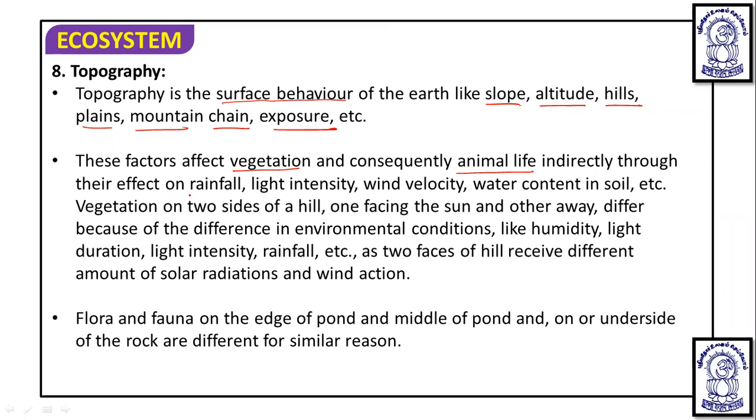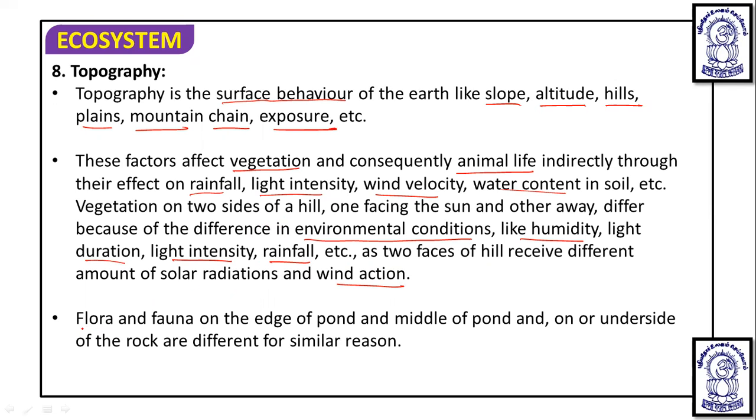Through their effect on the rainfall, light intensity, wind velocity, water content in soil, etc. So this vegetation also grows based on the rainfall, light intensity, wind velocity, water content, all this. So vegetation on two sides of the hills, one facing the sun and the other away, differs because of the difference in the environmental conditions, like the availability of light and other factors like humidity, light duration, light intensity, rainfall, etc. As the two faces of the hills receive a different amount of solar radiation and wind action, because of this, different types of plants and vegetation grow on the two sides of a hill.